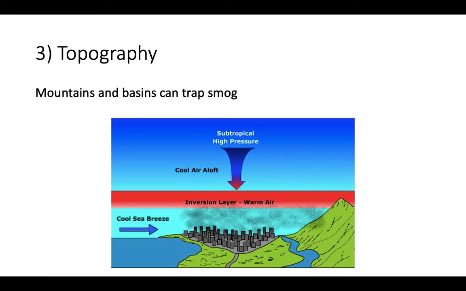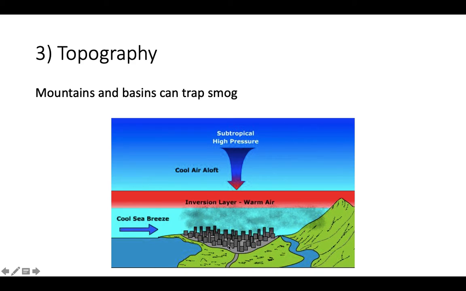Other factors that impact smog formation are topography, the geography of the surrounding land. If there are valleys or basins, smog can get trapped in those basins, and mountains. Things like rain shadows, we talked about earlier in the year, can impact it as well.